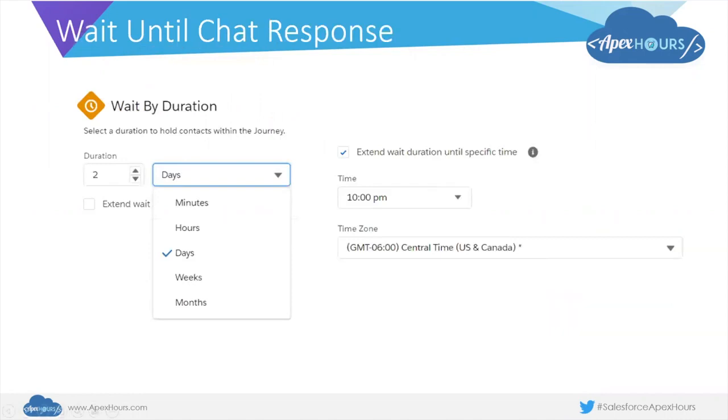Wait until chat response is used to hold contacts until they respond to an outbound message. And you can also set the maximum wait time. The journey need not wait forever until the contact responds, but it can have a maximum time period set here. So it will wait until this maximum duration, and then it will progress to the next step.